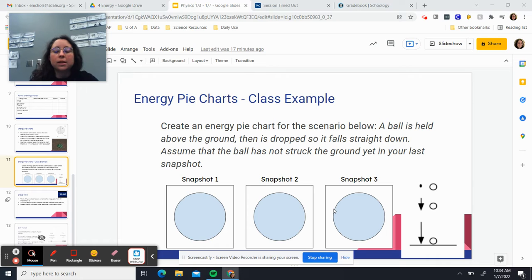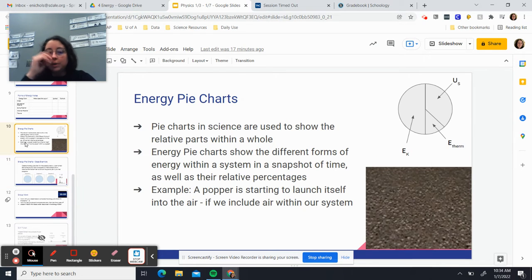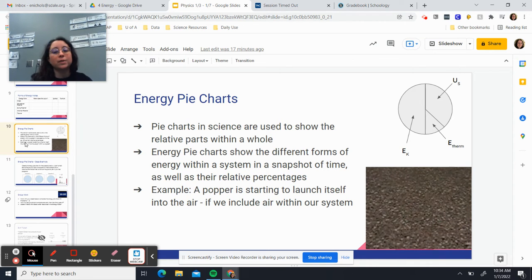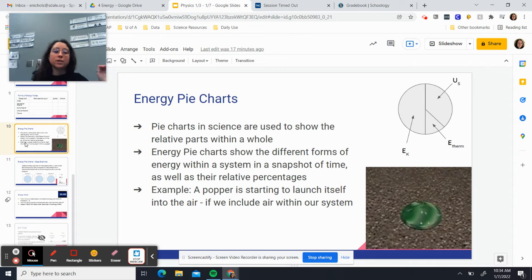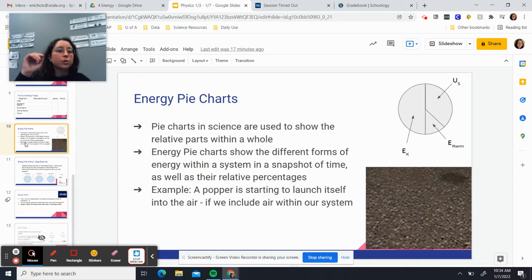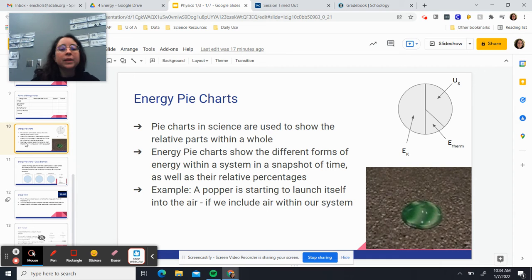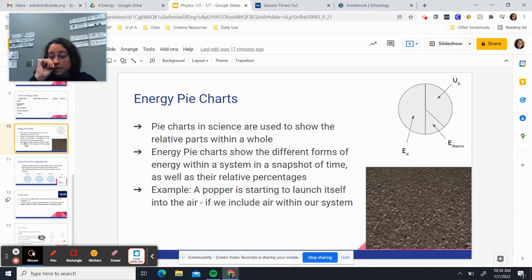If you don't remember anything about energy pie charts, we use those to show all of the different forms of energy for one snapshot of time for an entire system. Remember, a system is just all the objects that you're considering for your problem or your scenario. And then we have the different symbols.